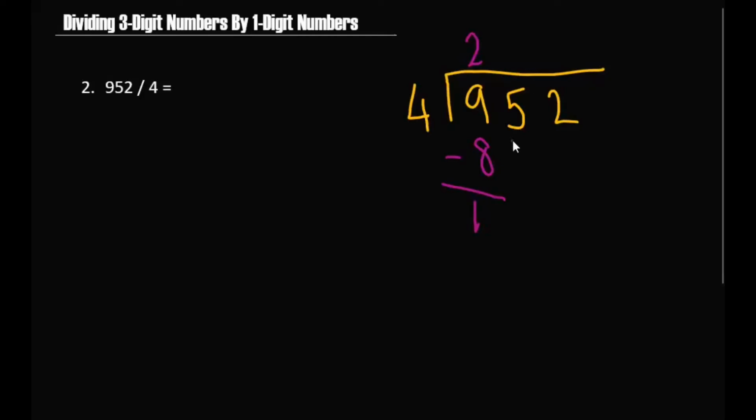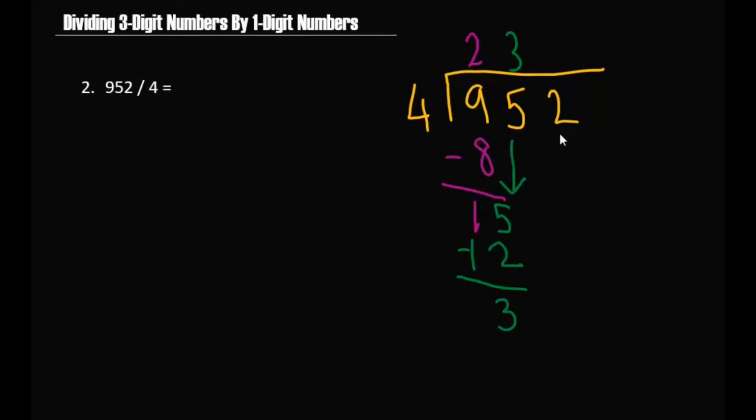Now we're going to bring the 5 down. Now our number is 15. 4 goes into 15 3 times. 4 times 3 is 12. So we're going to subtract 12 from 15. 15 minus 12 is 3.